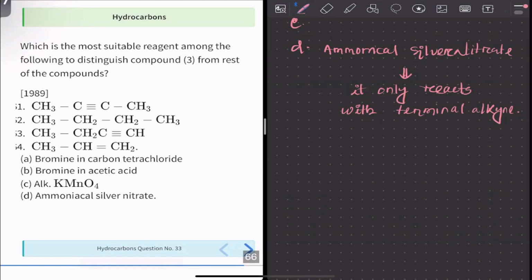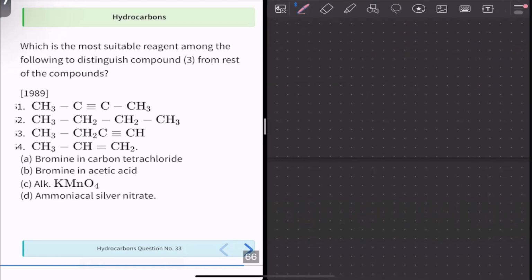So for now, you have to remember ammonical silver nitrate will not react with an internal alkyne, that is option one, or an alkene, but it will react with terminal alkyne to give aldehyde or ketone. Okay, so option D is correct.